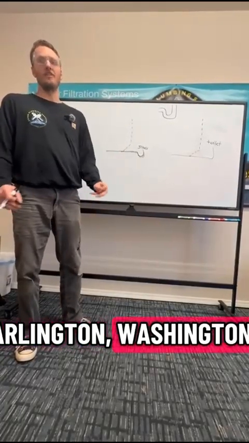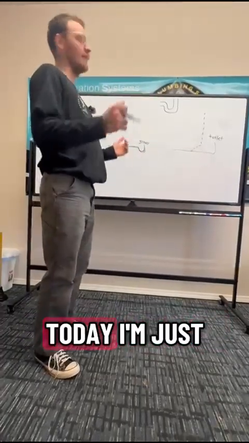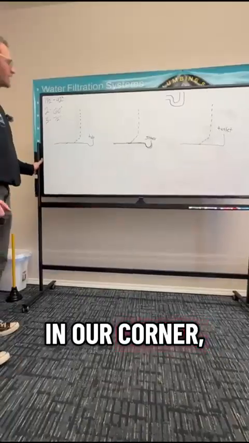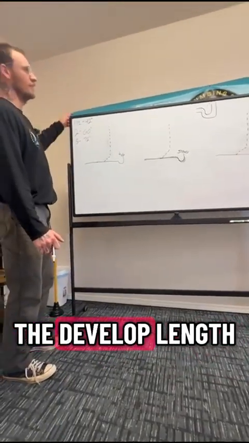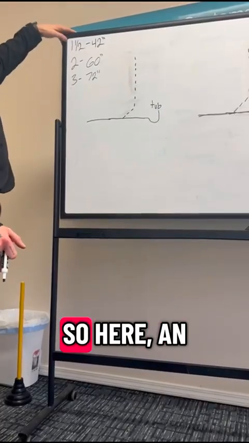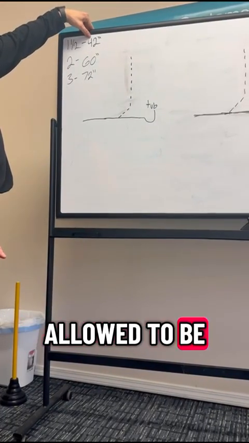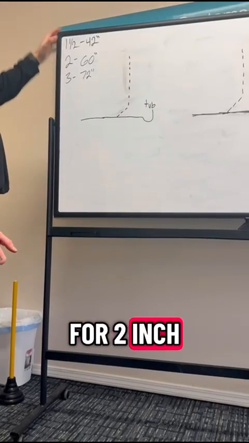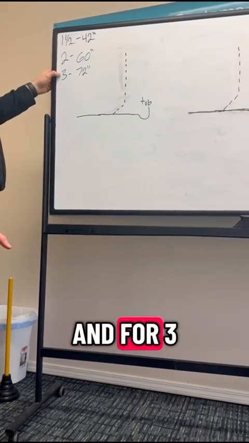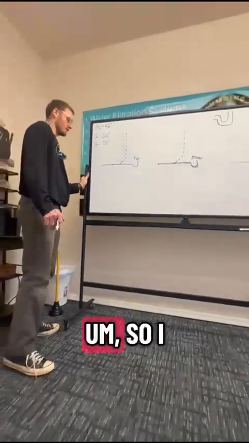We're here in Arlington, Washington, and here in Washington State, we use the UPC code book. Today, I'm just going to be talking about trap arms. Over here in our corner, I have written down the developed length a trap arm can be, depending on the size of the pipe. For a 1.5-inch pipe, our trap arm maximum length is allowed to be 42 inches. For a 2-inch pipe, our maximum length for a trap arm is allowed to be 60 inches. And for a 3-inch pipe, our maximum trap arm length is allowed to be 72 inches.